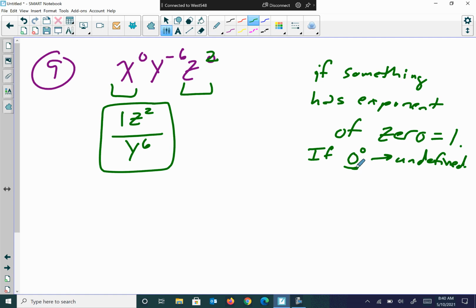Which one? Number 9? Well, I had different bases, so I couldn't add the exponents up. So you got to make sure you have the same base when you add it up.